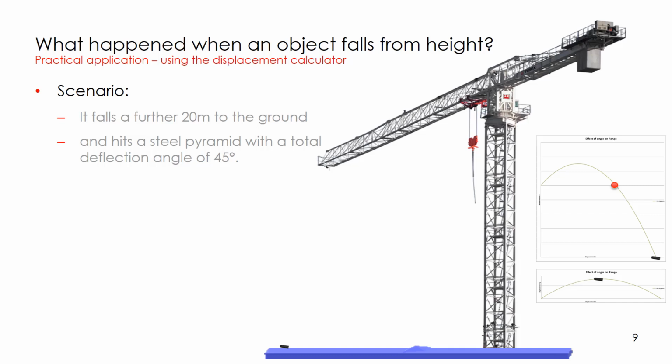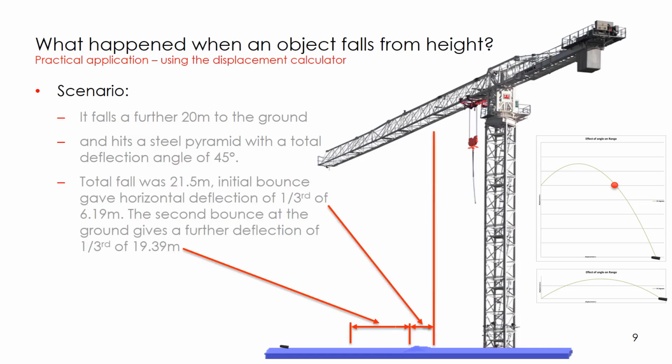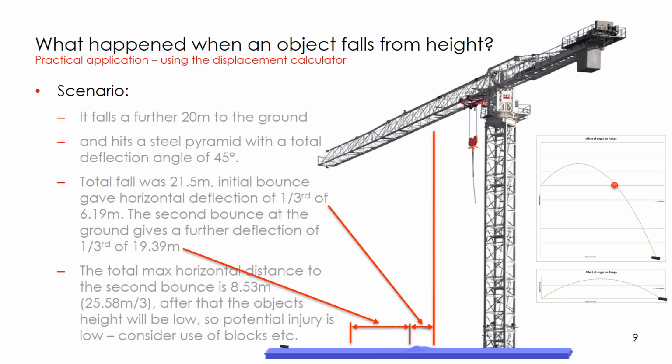It then ricochets off the pyramid and follows the path on the graph at the bottom. That gives us a further deflection of 19.39 metres by theory. So with both of those figures we can divide them by 3 in order to get our practical distance. That gives us a total distance that the object has travelled of 8.53 metres.